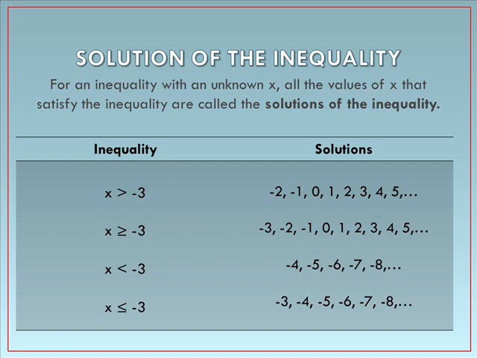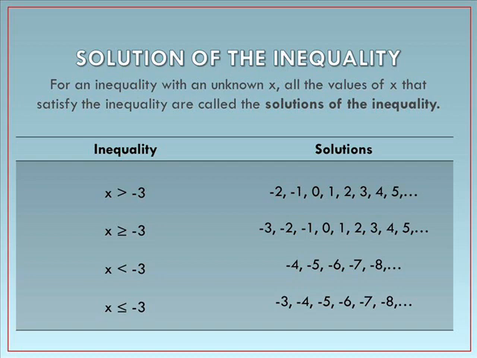In the second inequality, x is greater than or equal to minus 3. As the inequality says itself that x can be equal to minus 3, we will include minus 3 in the solution. That is the only difference between greater than and greater than or equal to. When we consider an inequality having a greater than or equal to sign, we include the given value.